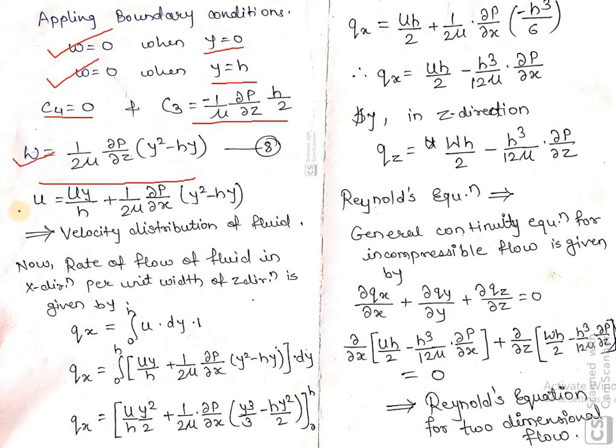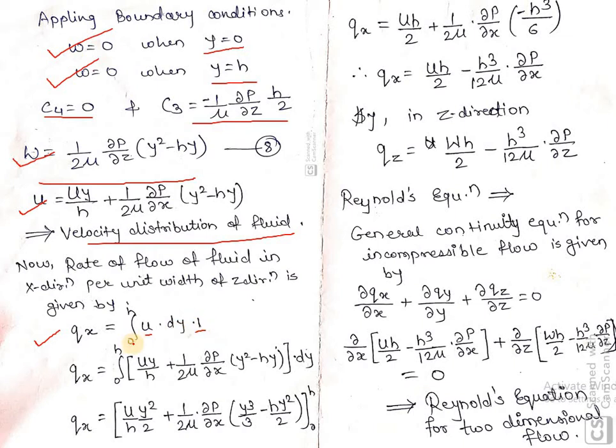So we have got this W and we have got this U. These are nothing but the velocity distribution of a fluid along the x and z directions. Now we have to find the rate of flow of fluid in the x direction per unit width of the z direction. So the rate of flow of fluid in the x direction is denoted by Qx per unit width, so we have taken 1 over here. So now the rate of flow of fluid, we have to consider along x, is given by u into, with respect to dy, we have to consider dy dz. So dz is 1.